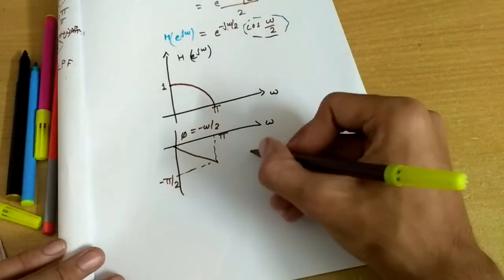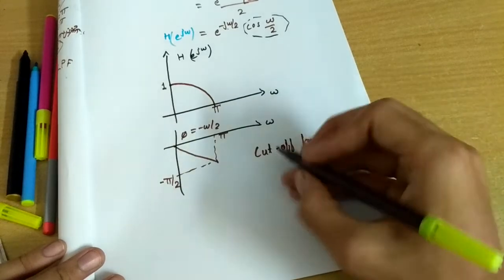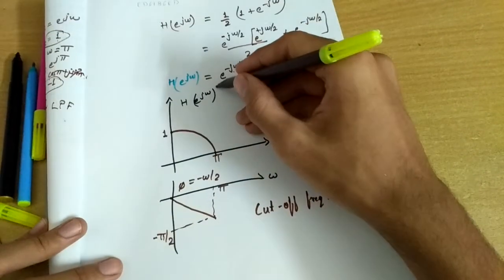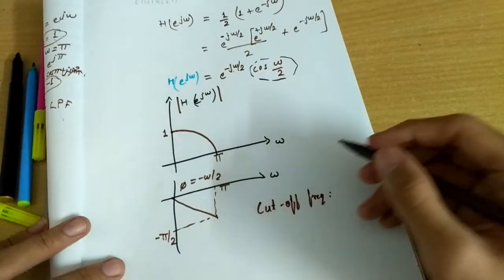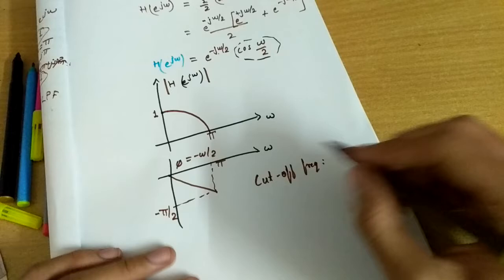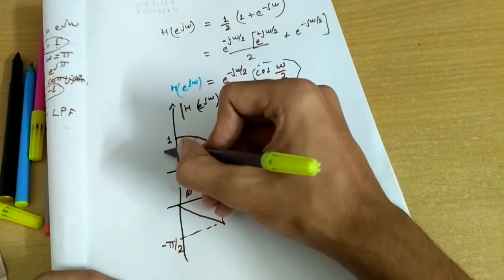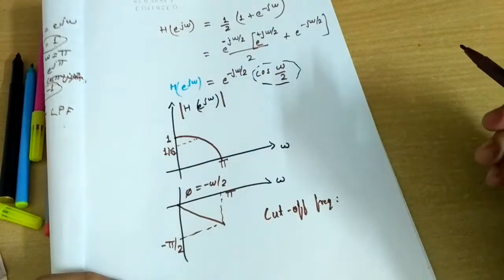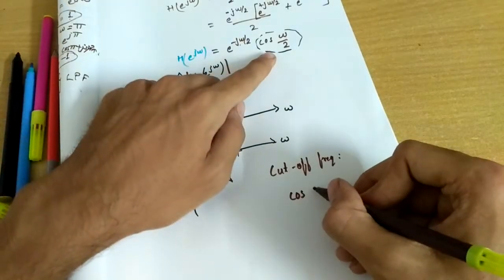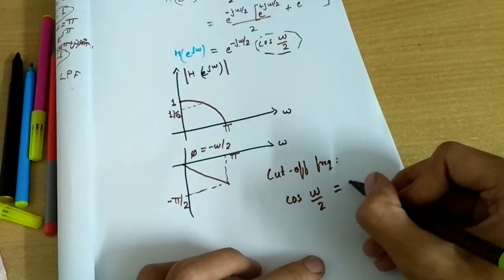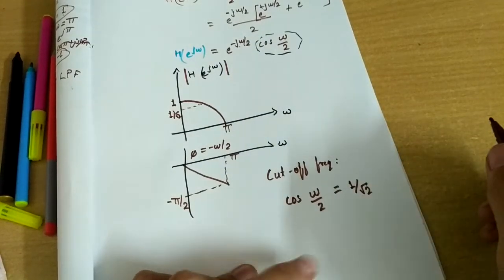Now there is one term called cutoff frequency, right? So cutoff frequency is the frequency at which our magnitude, please note that I just plot the magnitude, will drop to 1 by root 2 times of its final value, that is 1. So since the magnitude is cos omega by 2, the cutoff frequency is that value of omega at which our magnitude is 1 by root 2, right?